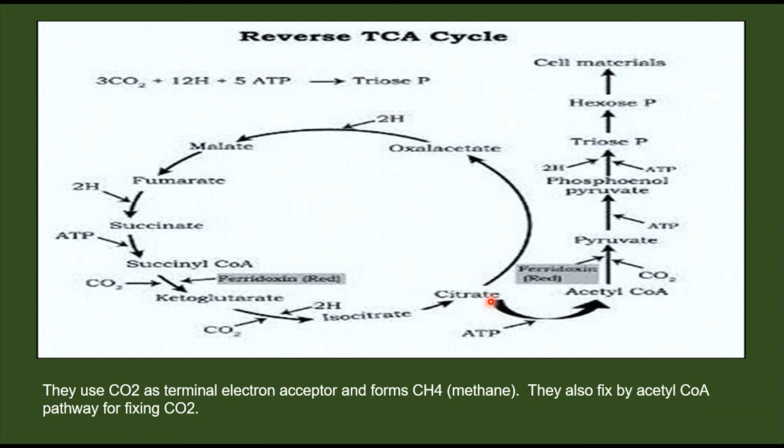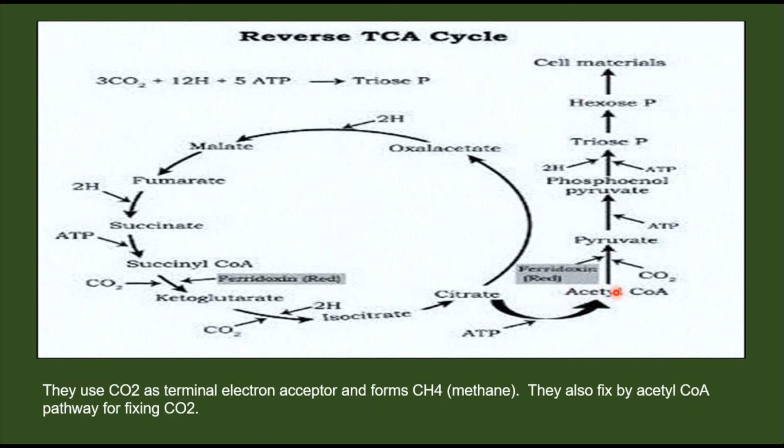Now the citrate is lysed, giving rise to oxaloacetate and acetyl-CoA, especially in the green sulfur bacteria. Now this citrate lyase replaces which enzyme? Citrate synthase. Generally in the normal TCA cycle we have citrate synthase, which combines oxaloacetate and acetyl-CoA to give citrate. But now the citrate has to be lysed, so the enzyme involved here is citrate lyase.